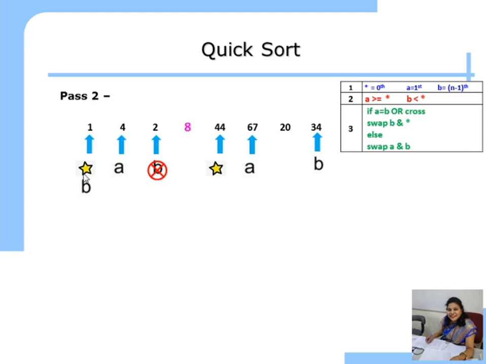So if they are cross, we swap the pivot with B. So pivot and B is only the one. So we swap one with one only. So after swapping, we get only one list because there is no element less than the pivot element. So we get only one list having the 4 2 in one list. And here A and B are cross? No. A and B are at equal position? No. So we will swap A and B.